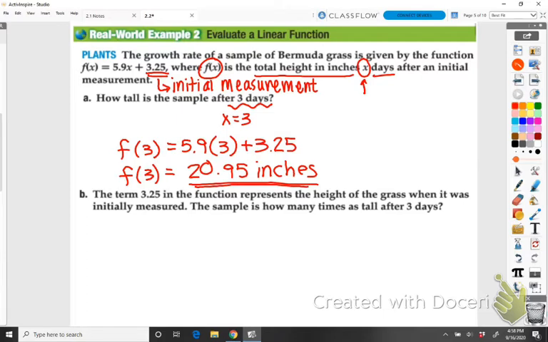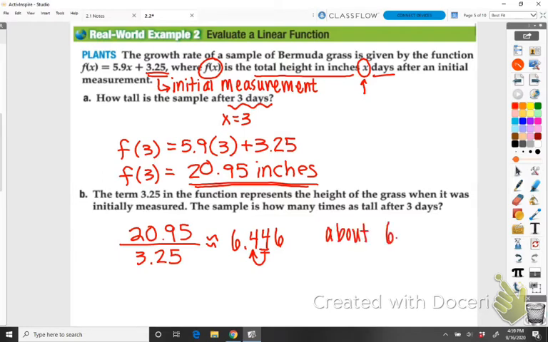Part B, the term 3.25 in the function represents the height of the grass when it was initially measured. The sample is how many times as tall after 3 days. So all we have to do here is take our amount after 3 days and divide it by the initial measurement to see how many times this would be. So it's about 6.446. Let's round that to the nearest tenth, so you can say about 6.4 times as tall.